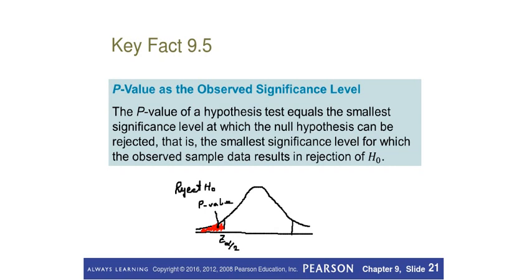So what we're going to look for is the smallest significance level at which the null hypothesis can be rejected, and the smallest significance level for which the observed sample data results in our rejection. We're looking for the actual p-value, the probability that we get. And to do this, we're going to be using a program in Excel that I've written rather than having to go through a large number of calculations, so that should make it easier. What we're interested in is the interpretation of the results of our test.